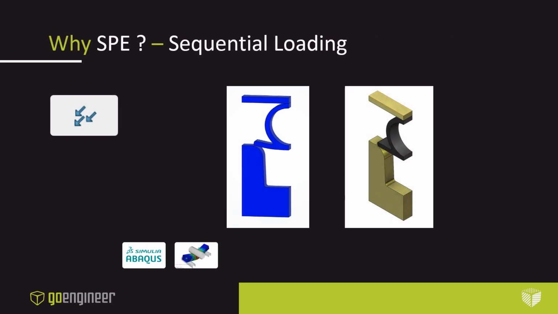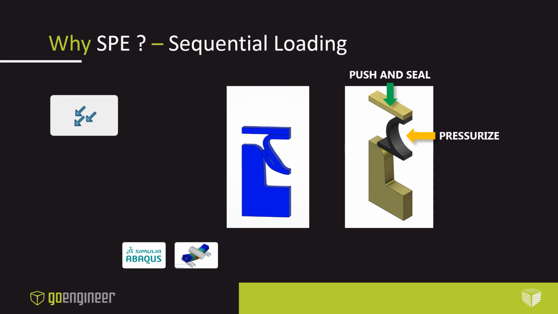Sequential loading is a technique in FEA where structures undergo different types of loads in sequence. For instance, here we have a rubber seal that is pushed into a cavity first and then pressurized. The software can use the endpoint of a certain analysis as a starting point for the next. This especially comes in handy when simulating preloaded assemblies like bolted flanges.